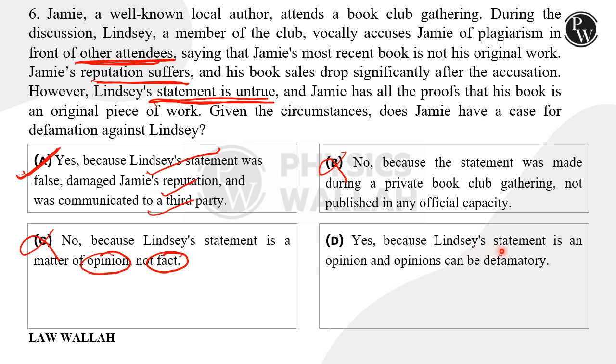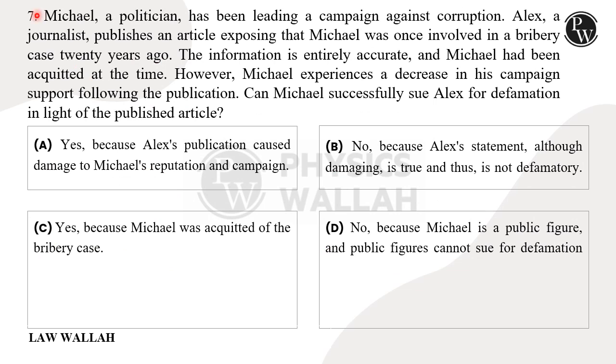Let's see D. Yes, because Lindsay's statement is an opinion and opinions can be defamatory. This is also a wrong option. Let's see question number 7. Michael, a politician, has been leading a campaign against corruption. Alex, a journalist, publishes an article exposing that Michael was once involved in a bribery case 20 years ago. The information is entirely accurate and Michael had been acquitted at the time. However, Michael experiences a decrease in his campaign support following the publication.